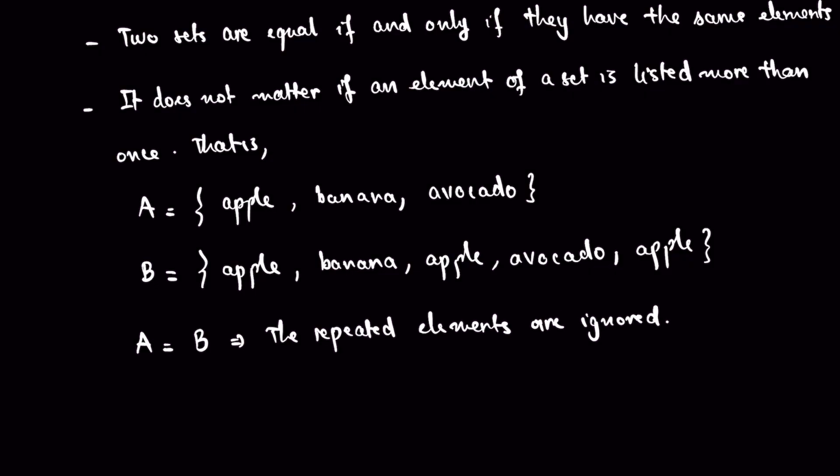When you consider this type of set, you consider the types of elements that you have inside the set. In set B, you have 3 different types of fruits: apple, banana, and avocado, not the number of apples that you see in set B. Similarly, in set A, the types of fruits are apple, banana, and avocado. And because we have 3 different types of fruits in set A and 3 different types of fruits in set B, set A and set B are considered to be the same.